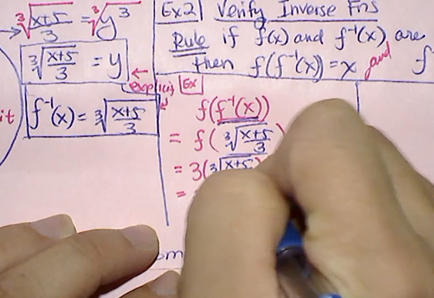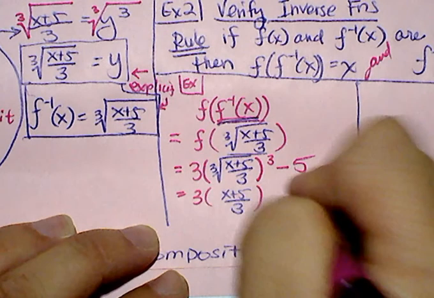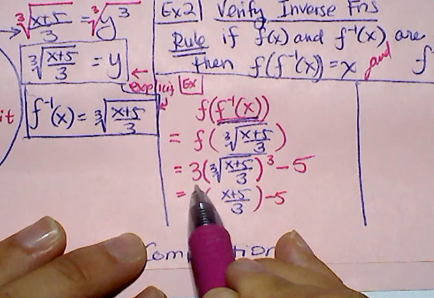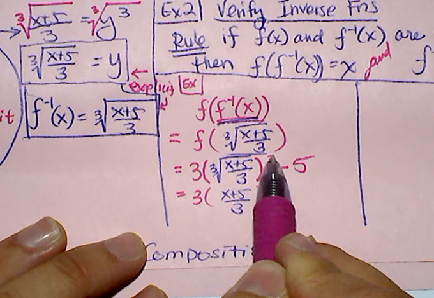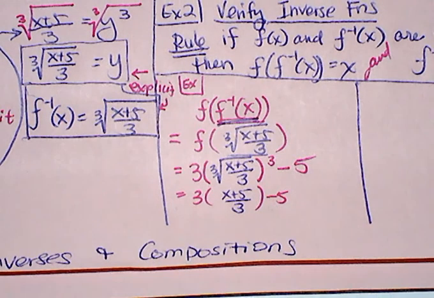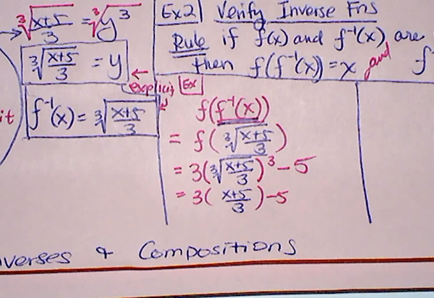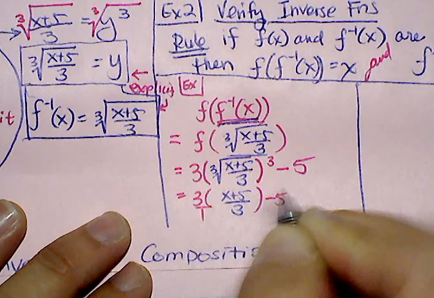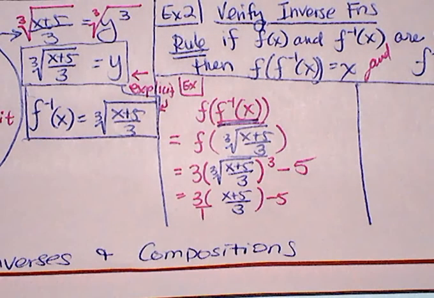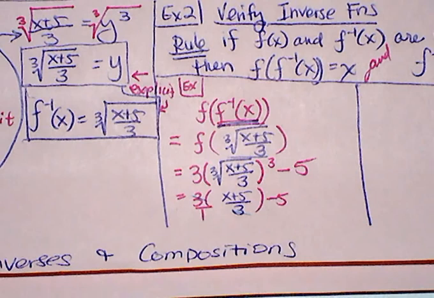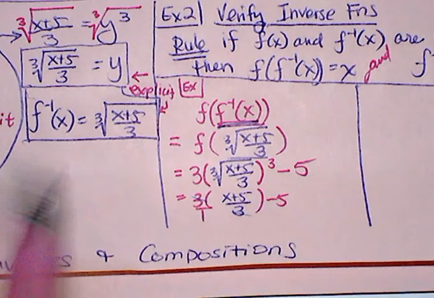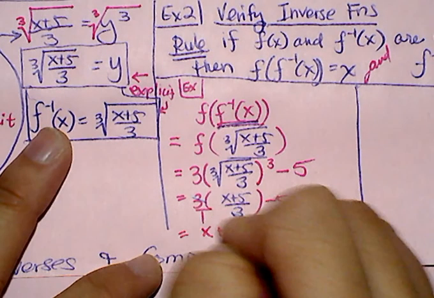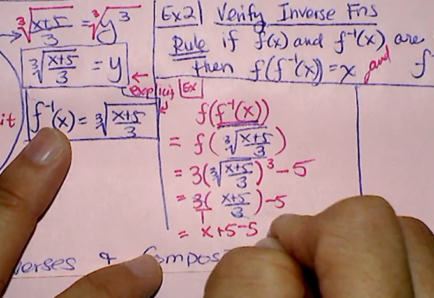Do you guys see what just happened? Do you see how the cube root symbol and the cube went away because they undid each other? So now what's next? The 3 and the dividing by 3, right? Because in a sense, this 3 is like a 3 over 1, and then this 3 and this 3 kind of cancel out, right? So then I'm going to get x plus 5 over 1, which is just x plus 5 minus 5, which equals x plus 4.